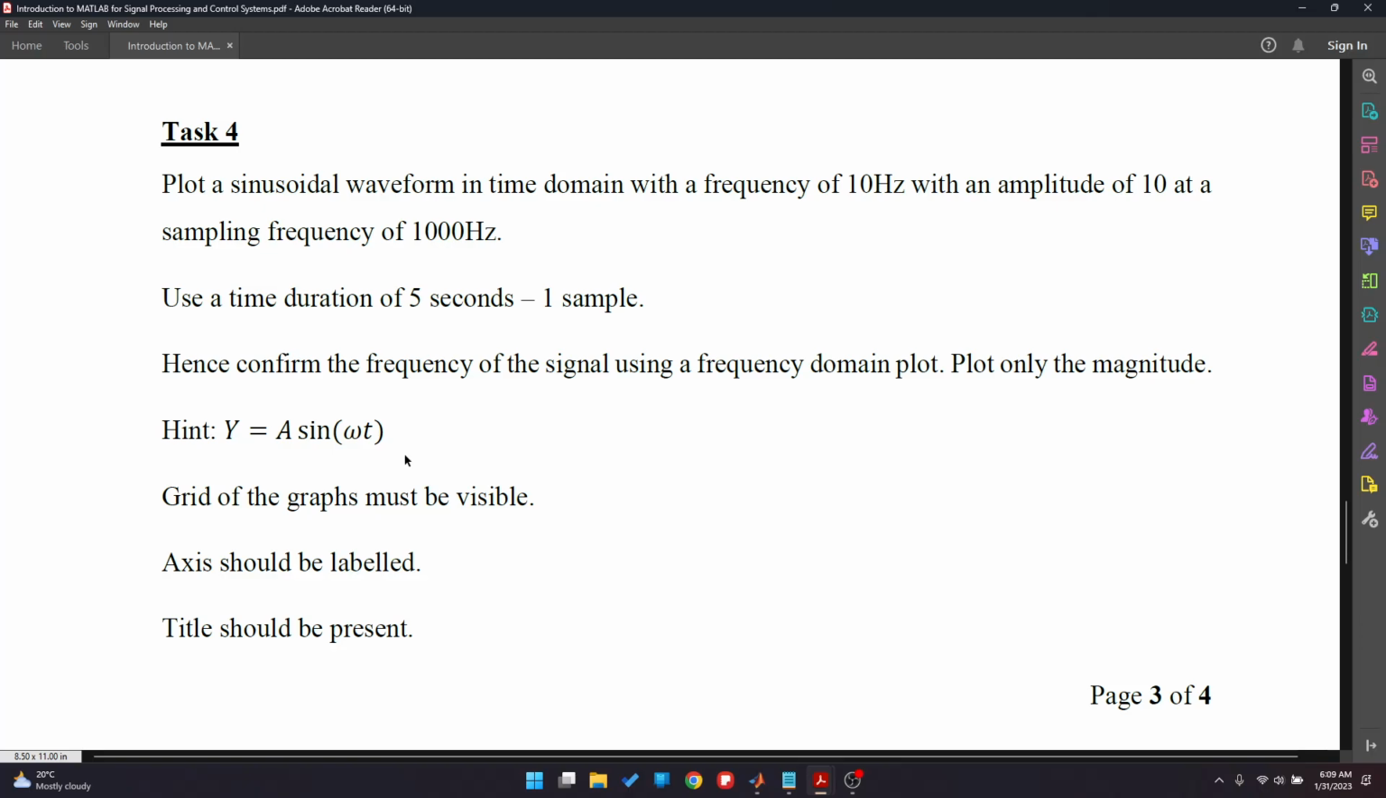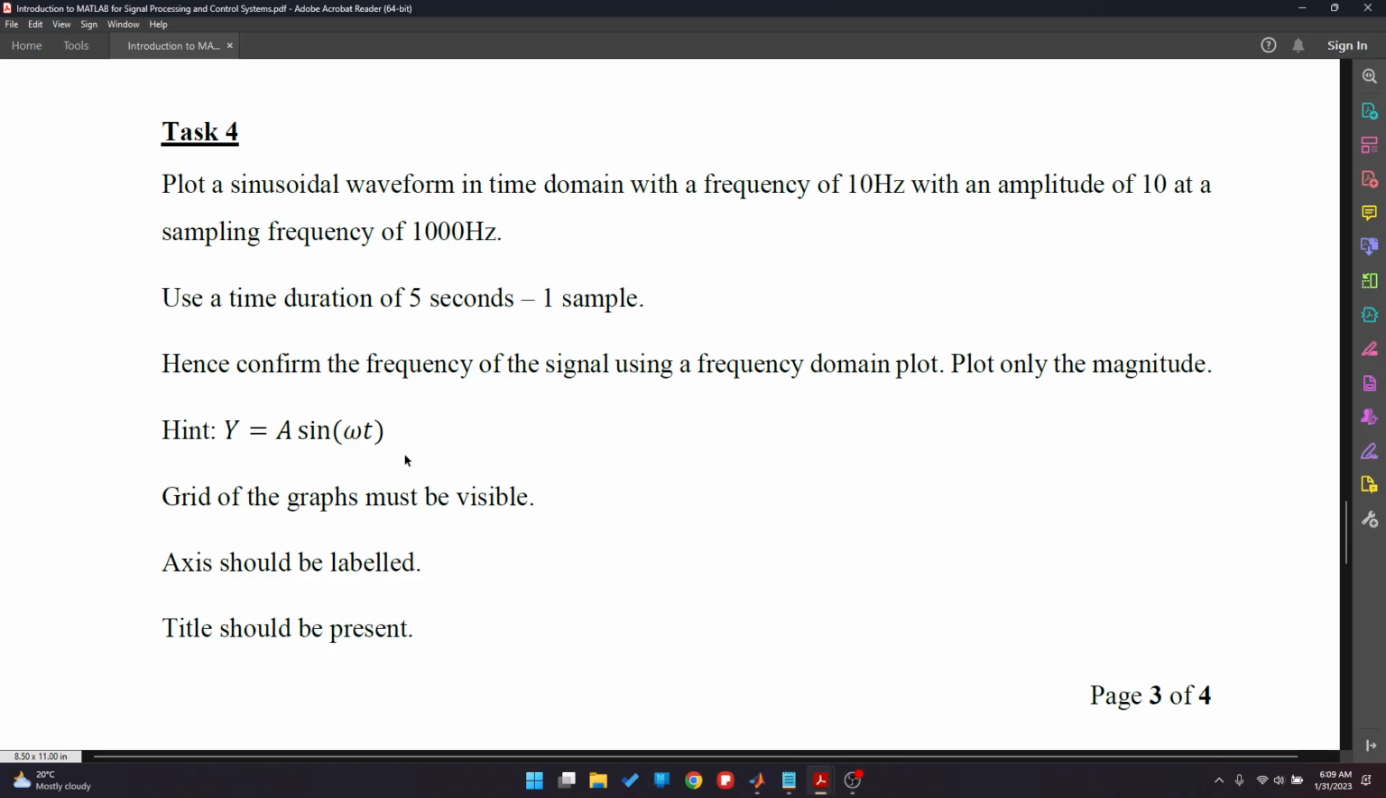Task 4 says plot a sinusoidal waveform in time domain with a frequency of 10 Hz with an amplitude of 10 at a sampling frequency of 1000 Hz. And we have to use a time duration of the signal 5 seconds minus 1 sample.